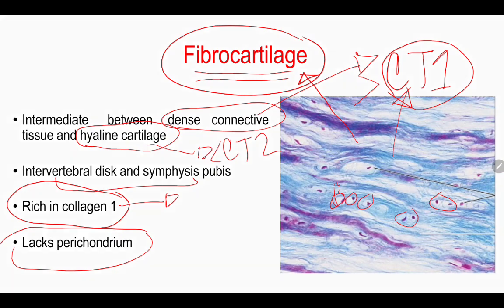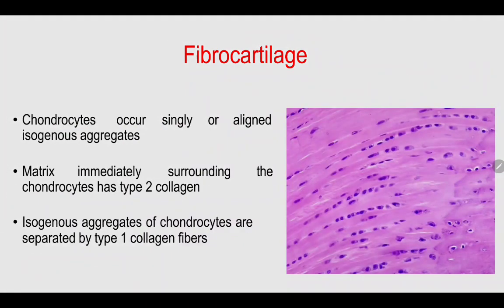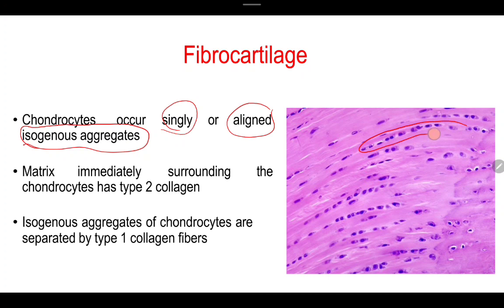Okay? So here, in fibrocartilage, meron din diyang chondrocyte. Kaya nga, di ba, in between dense connective tissue and hyaline cartilage siya. So, meron siyang chondrocytes. Meron din isogenous aggregates. However, the isogenous aggregates here occur singly or aligned like this one, no? Ayan. Okay? So, bakit sila still able to be held in place dyan, despite not having abundant collagen type 2?